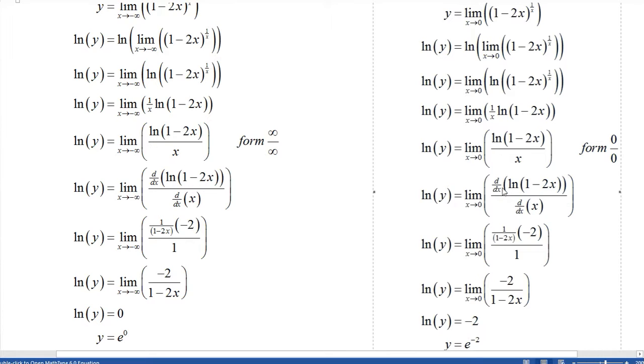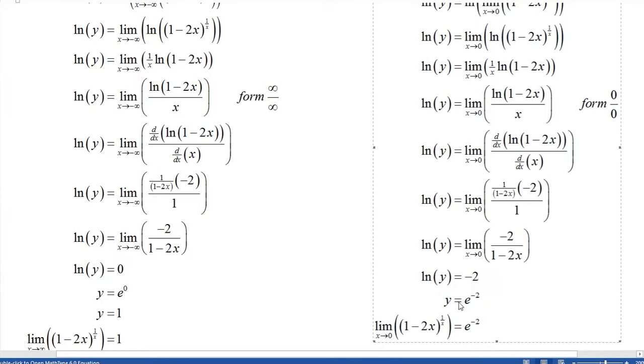The derivative of x is 1, and this is, again, 1 over 1 minus 2x times -2. So again, it's really basically down to the same thing. We're able to do exactly the same steps, so it looks almost exactly like this one. Over here, though, we took the limit as x goes to minus infinity. Here we can take the limit as x goes to 0. And as x goes to 0, 2 times 0 is 0, 1 minus 0 is 1, -2 divided by 1 is -2.